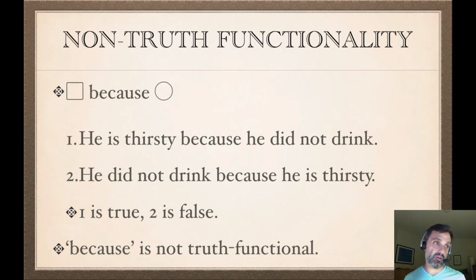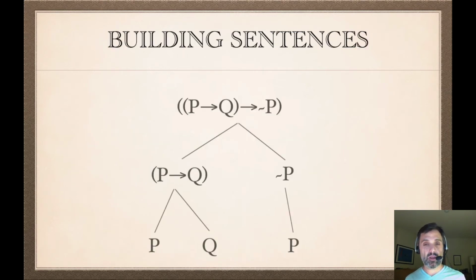Because the truth value of the whole thing will be determined by what the main connective was and the truth value of the components, and those would be the same for 1 and 2. But because 1 and 2 can have different truth values, we can see that "because" is not truth functional. So lots of language is not truth functional.